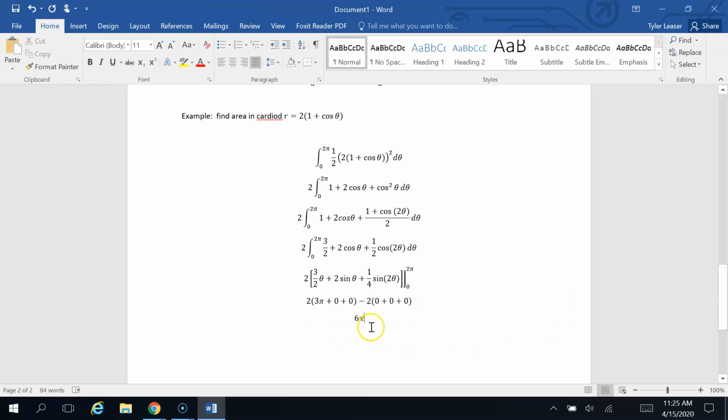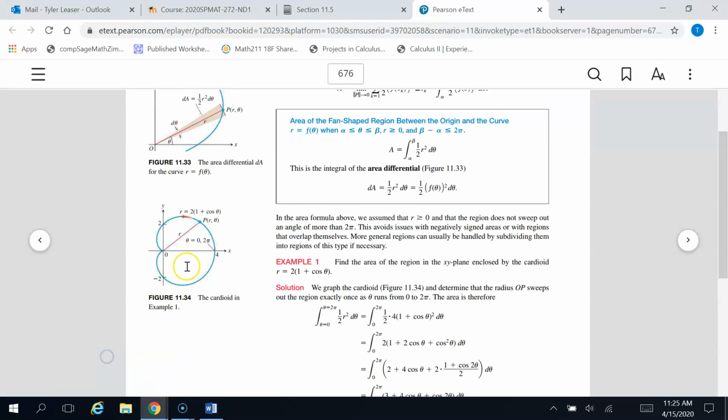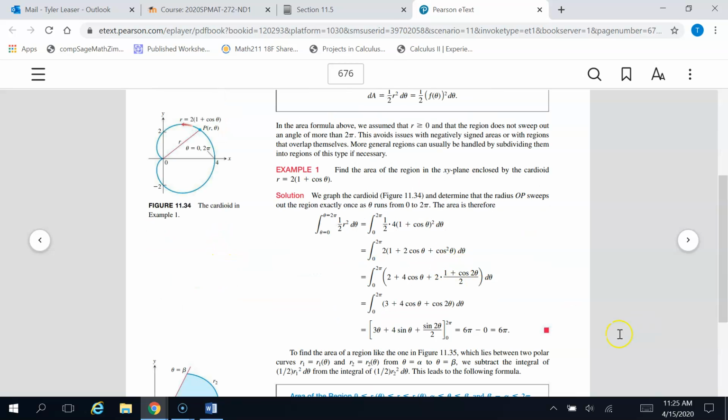So remember, the whole purpose of this is that we were trying to find the area in that cardioid. If I go back to the book here, this was the cardioid. The area inside this cardioid has an area of 6 pi. Just to double check that we got the right answer here, there's the book's answer. Okay, cool. So I'm probably going to stop this video here, and then we'll make a part 2 when we start getting into the length of curves.